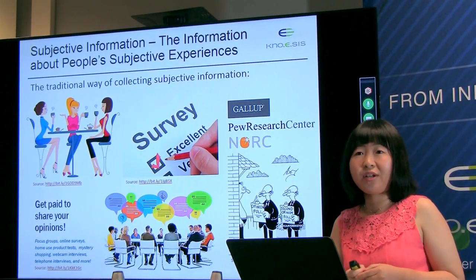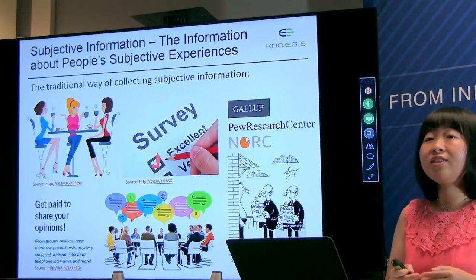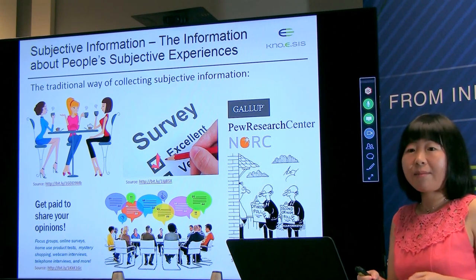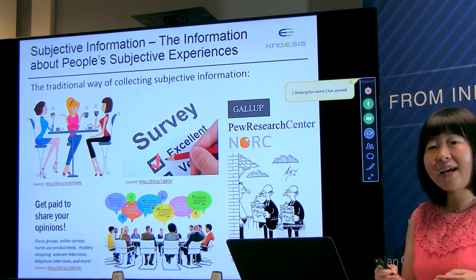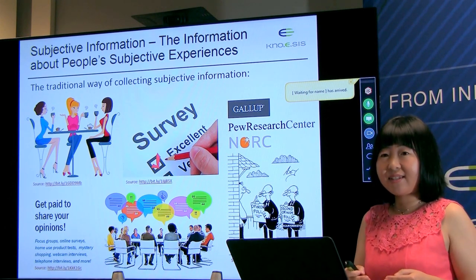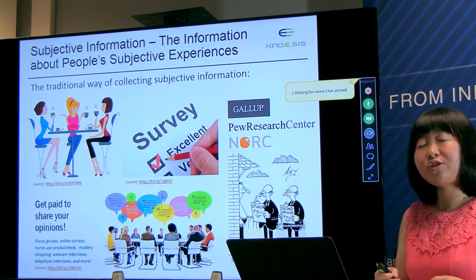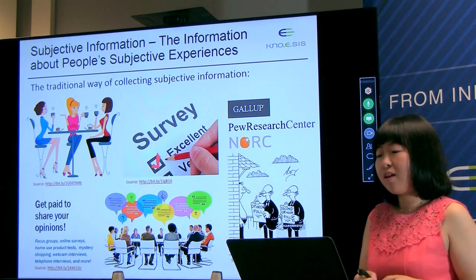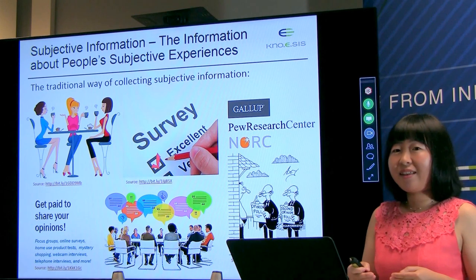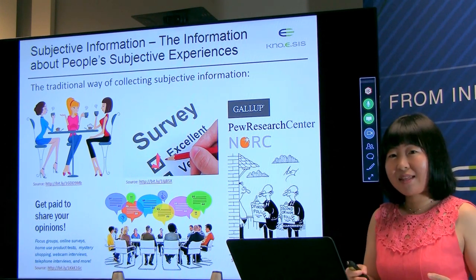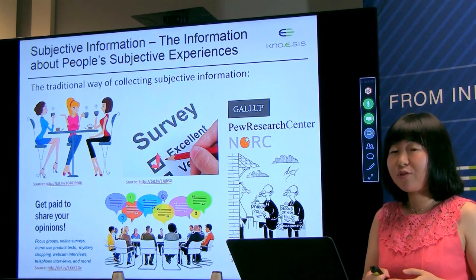There are many ways to collect subjective information. We talk to our friends and family to ask about their thoughts and feelings. Companies collect customers' opinions on their products and services through surveys, questionnaires, or focus groups. Polling organizations like Gallup or Pew Research Center collect public opinions on a wide variety of topics through surveys.